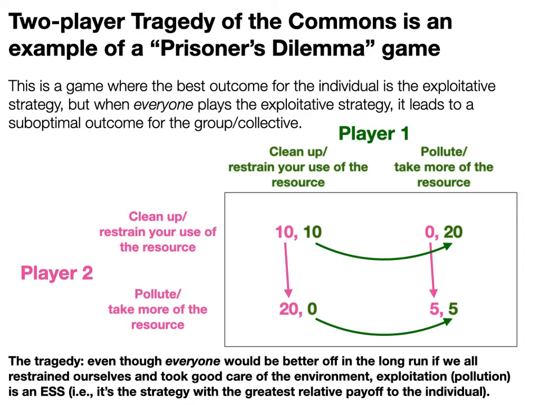So again, even though everyone would be better off in the long run if we all restrained ourselves and took good care of the environment, exploitation is an ESS. It's the strategy with the greatest relative payoff to the individual. And so that's the tragedy. That's the central problem that we face.